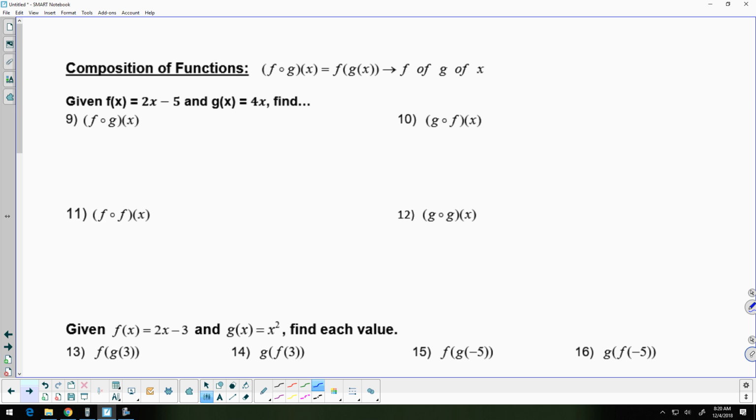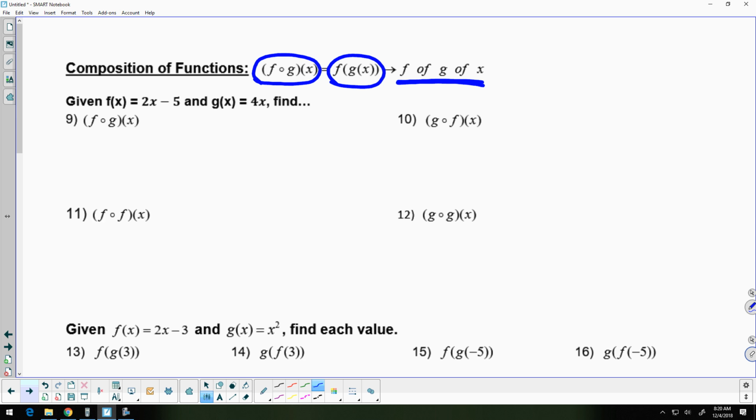Now we're doing compositions of functions. Okay, so this could also be written one of two ways. They mean the same thing. You could have this little open circle in between, and how you read that, it says f of g of x. It could also be written like this as well, f of g of x. So like I said, how you read it is over here. This is how it translates, f of g of x.